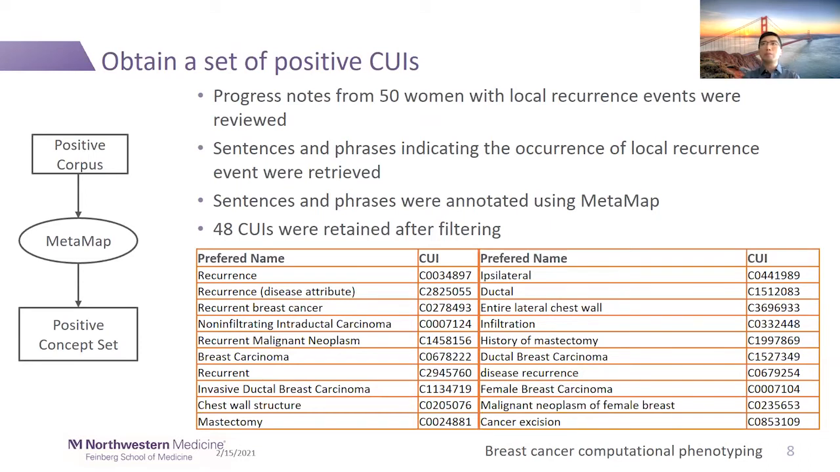We developed these positive CUIs from 50 women by looking at the progress reports in their EHRs. Then we analyzed the sentences and phrases that are indicative of the occurrence of local recurrence events, and annotated them using MetaMap, which basically produces the concept unique identifiers from the UMLS. From those development sets, we finally curated 48 CUIs that were indicative of recurrence events in breast cancer. Some of those are listed here in this table.